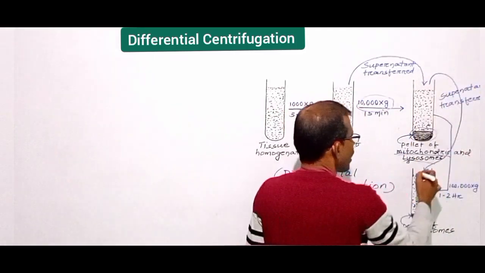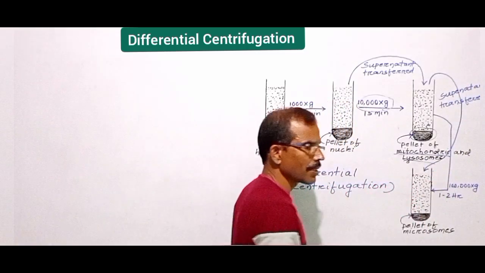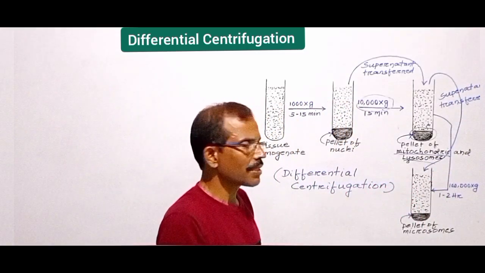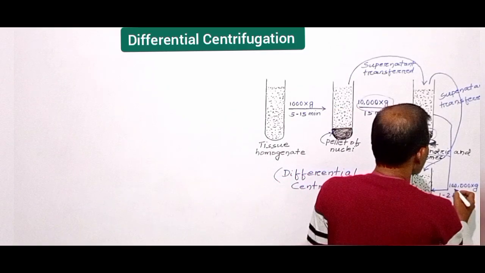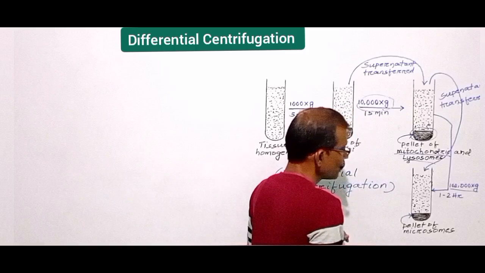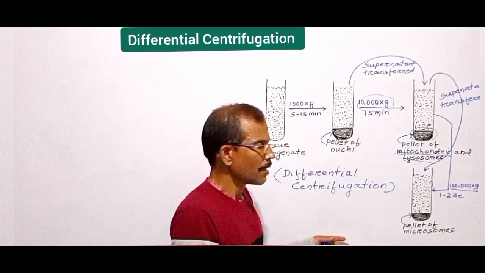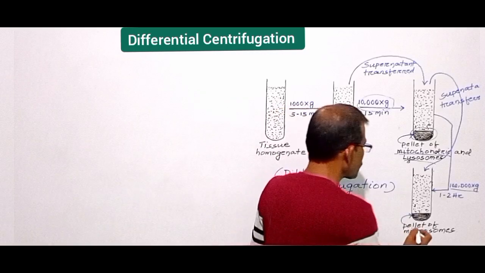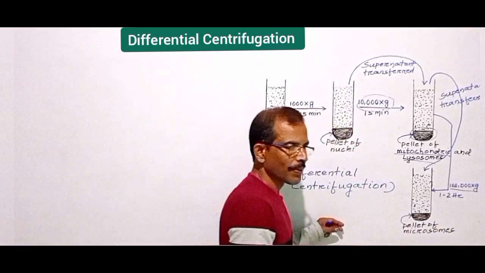In the third round, the supernatant is transferred to another tube and is then centrifuged at a still higher speed, that is 1 lakh G for 1 to 2 hours. The third round of centrifugation results in the sedimentation of microsomes at the bottom of the centrifuge tubes.